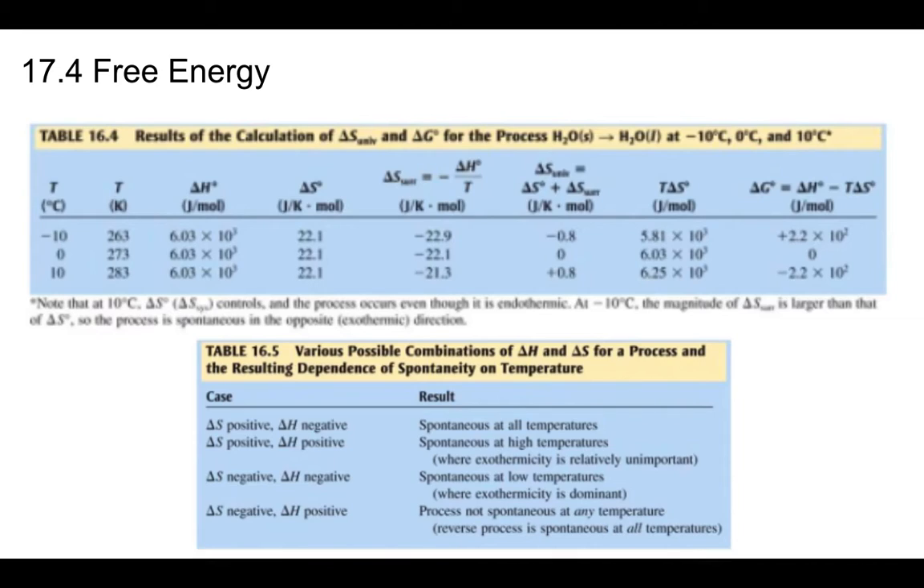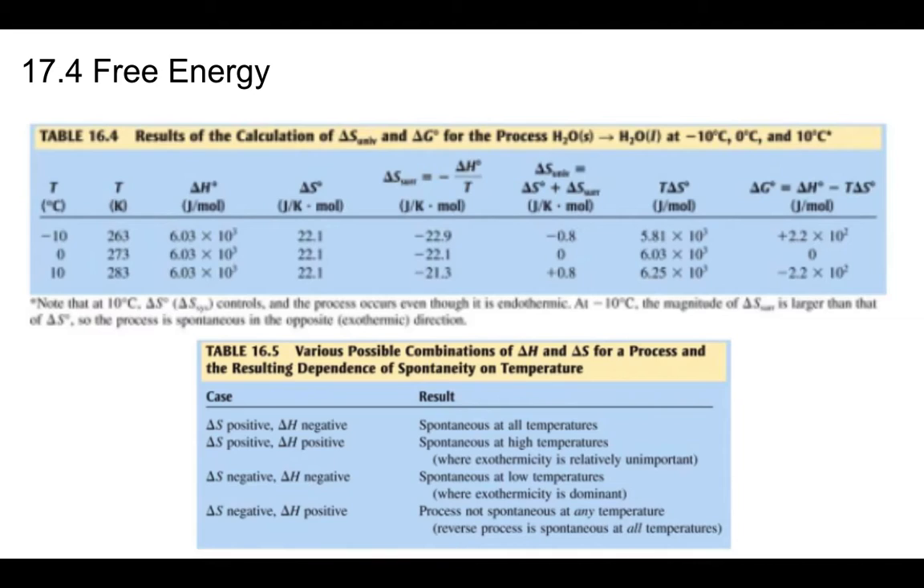So if we take the temperature of negative 10 Celsius, which is below freezing, or 263 Kelvin, the delta H at negative 10 for melting is positive because you're putting in heat, 6.03 times 10 to the third joules per mole. And notice it's the same for negative 10, 0, and 10. Delta H is also not that temperature dependent.